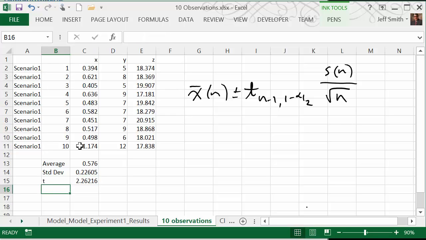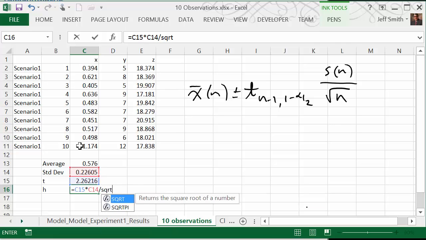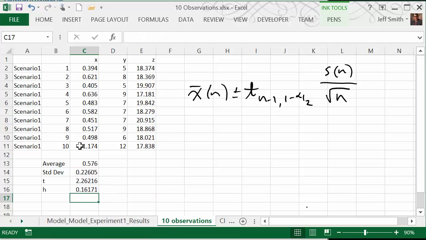And then we can compute our confidence interval half-width, which is simply the t statistic times the standard deviation divided by the square root of 10, the square root of the number of observations. And so this h represents this confidence interval half-width.